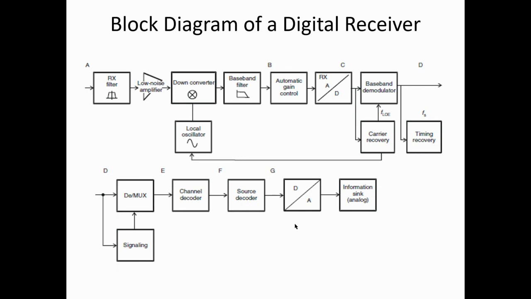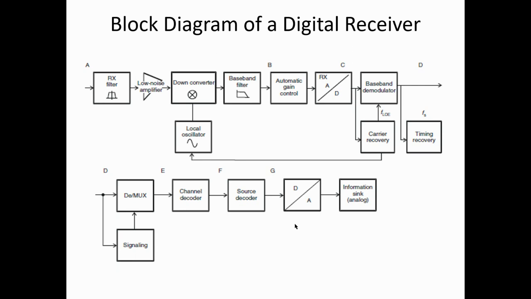Normally the signal has been transmitted into free space, so once we are receiving the signal, it has to always be amplified at the receiver end. So here the low noise amplifier will amplify the signal so that it can be further processed.